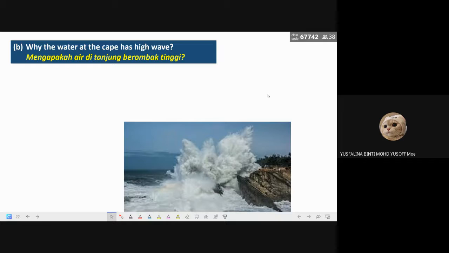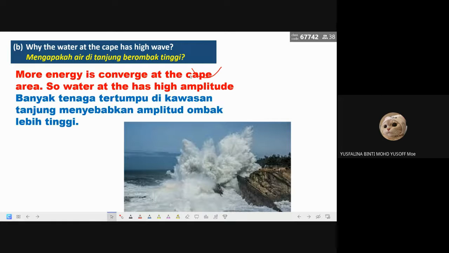So this one that I just discussed just now: why does the water at the cape have high wave? Remember, the cape's shape is like a convex, like this. So this is like the cape. Convex will focus all the wavelength to one point, so all the energy will be focused to one point. That means at that part the energy is very high. So that's why they produce the high wave. You see, converge. So that's why they produce the high amplitude. High wave means high amplitude.